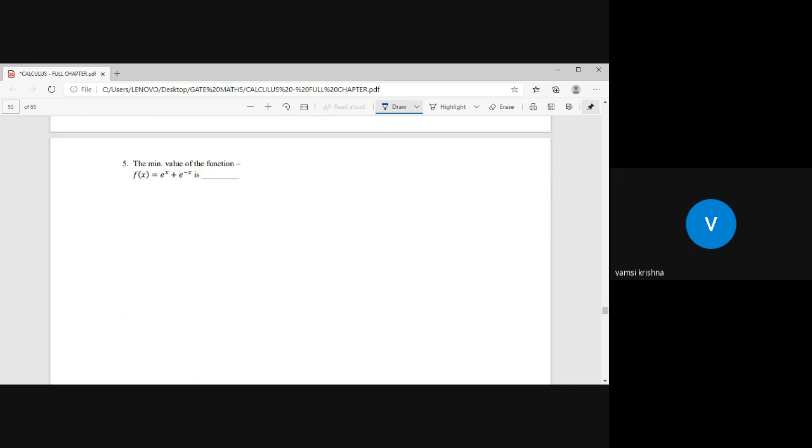Take this example. The minimum value of the function f of x equals e power x plus e power minus x. They are asking the minimum value, and f of x is given. So let us take f dash of x. f dash of x equals e power x, and the differentiation of e power minus x is e power minus x times minus 1.